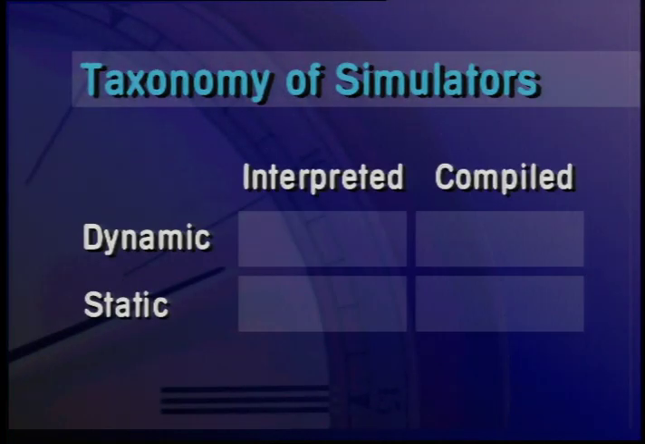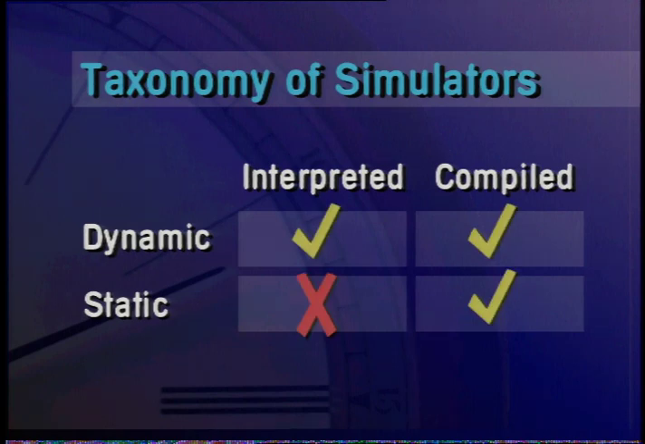Now let's talk about how simulators are built. If we look at this chart, we can make up a taxonomy of simulators. They can be categorized as dynamic or static, and interpreted or compiled. We've been talking about dynamic simulators. We've done that implicitly by the semantics of the language we've talked about.